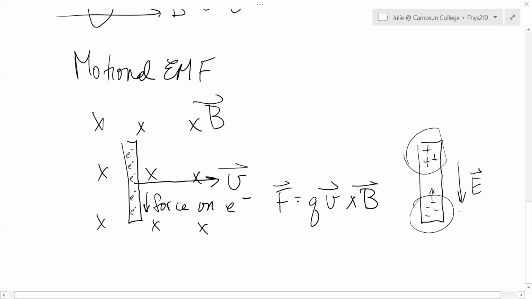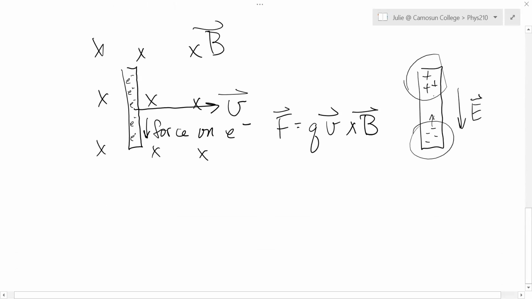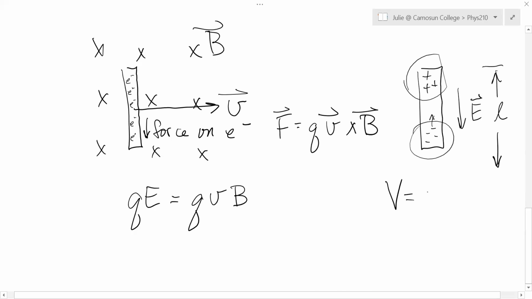And so you have these two opposing forces, the electric force from the separation of charge and the magnetic force from the motion through the magnetic field, and there will continue to be motion of these electrons until those two forces balance. So when qE equals qvB, that's when you'll reach equilibrium. Now the electric field, we know this is the length of the rod, L. There'll be a potential difference between the top and bottom of the rod. The voltage is equal to the electric field times the length. Okay, so this is voltage.